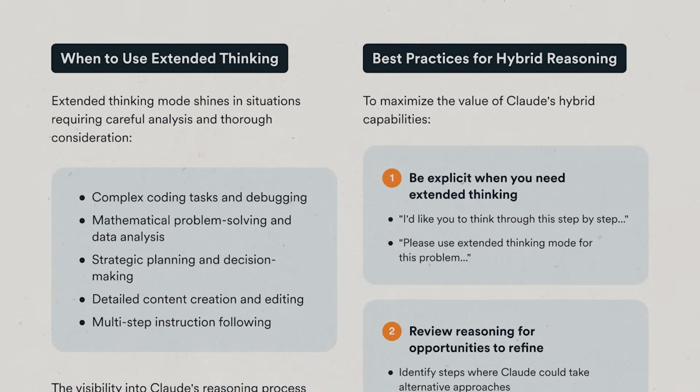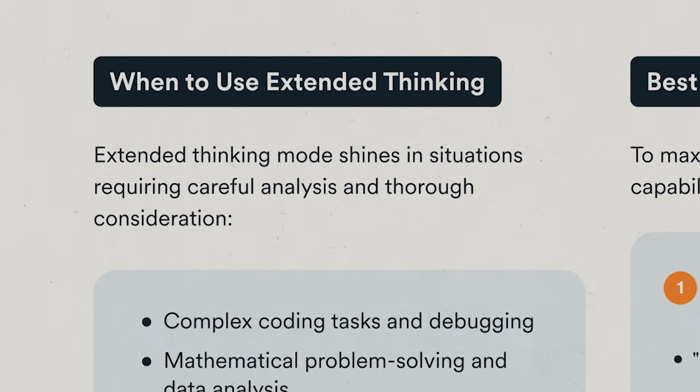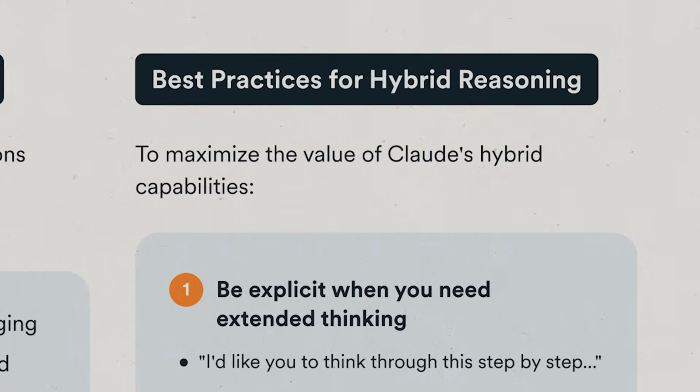According to it, you can choose when you want Claude to give you standard quick responses and when you want Claude to go in deeper reasoning. And this dual mode reasoning is what sets Claude 3.7 apart from other previous models.